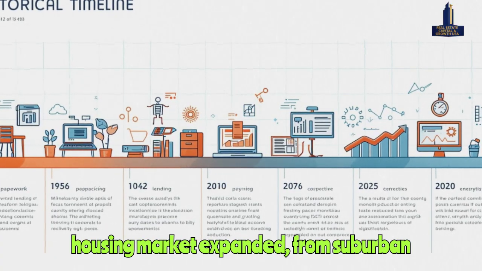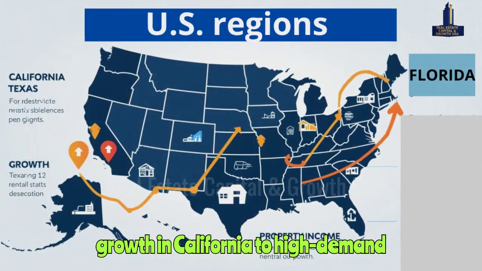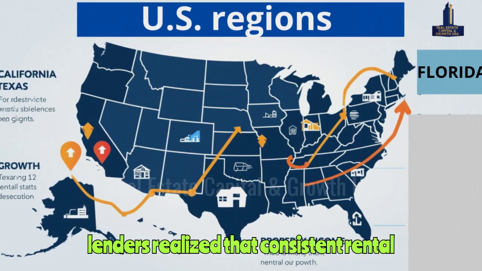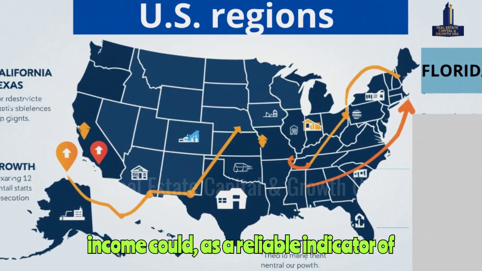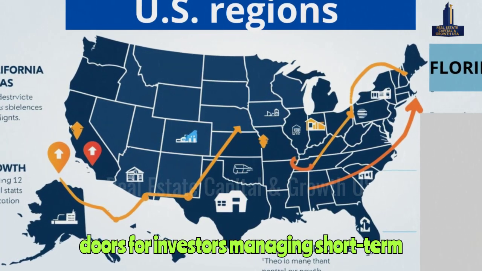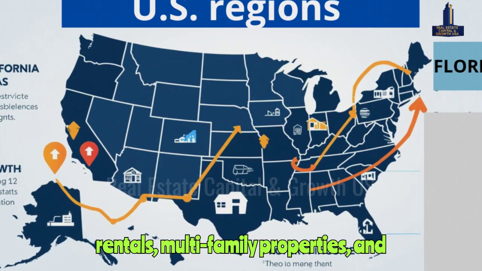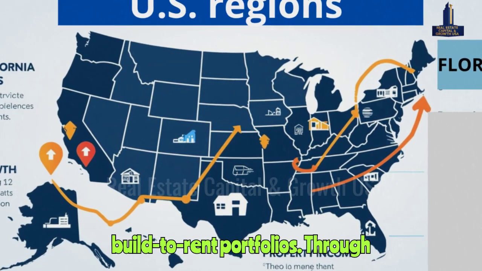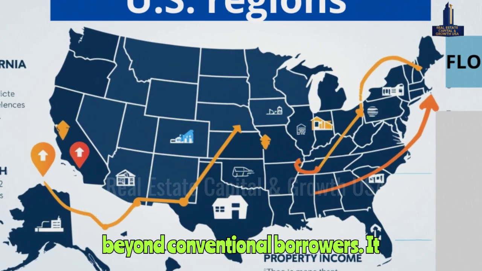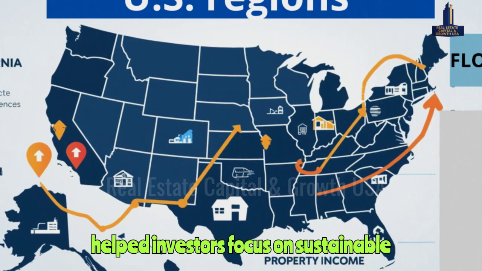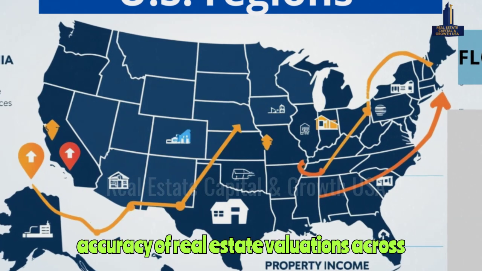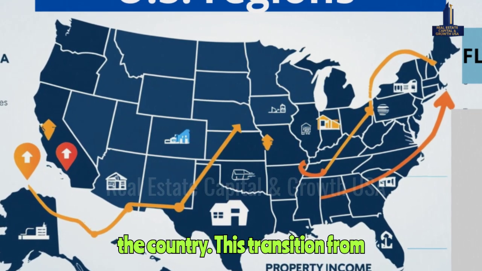As the U.S. housing market expanded, from suburban growth in California to high-demand rental zones in Florida and Texas, lenders realized that consistent rental income could be a reliable indicator of repayment ability. This opened doors for investors managing short-term rentals, multifamily properties, and build-to-rent portfolios. Through DSCR-based lending, access widened beyond conventional borrowers. It helped investors focus on sustainable property cash flow, enhancing the accuracy of real estate valuations across the country.